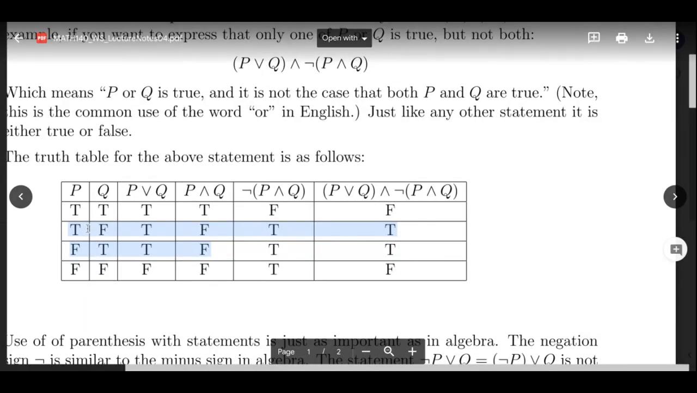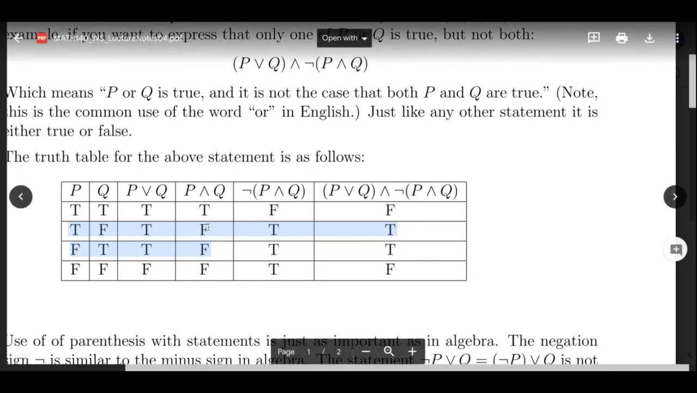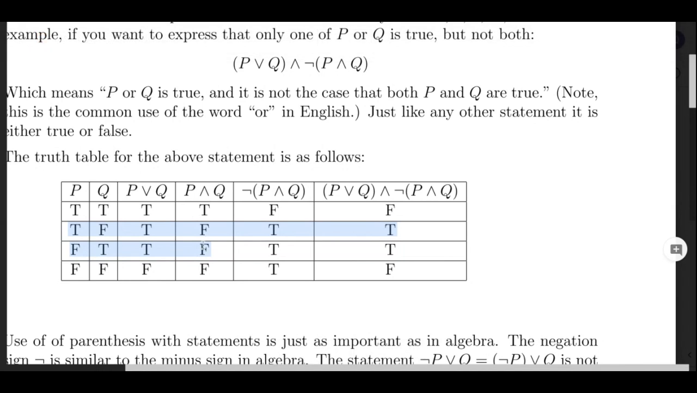If P is true, Q is false, then P or Q is true, because as long as one of them is true, P or Q is true. But P and Q is false, because one is false. And if P is false, Q is true, P or Q is still true, but P and Q is still false.